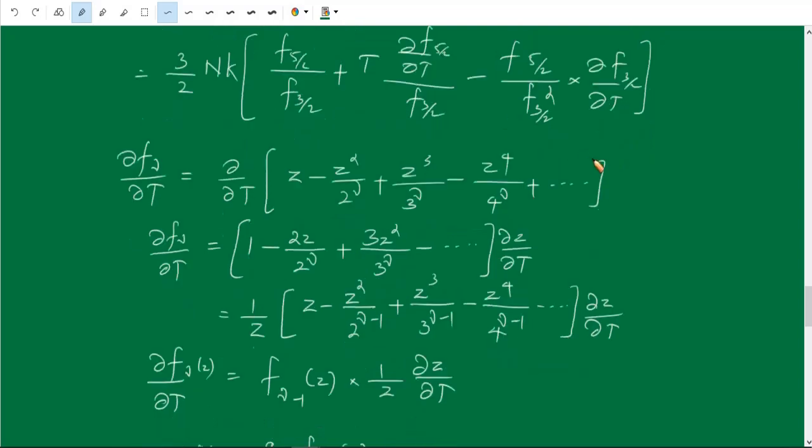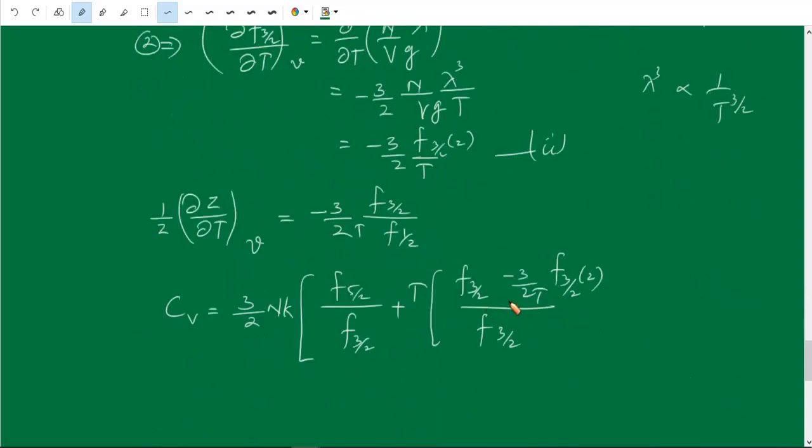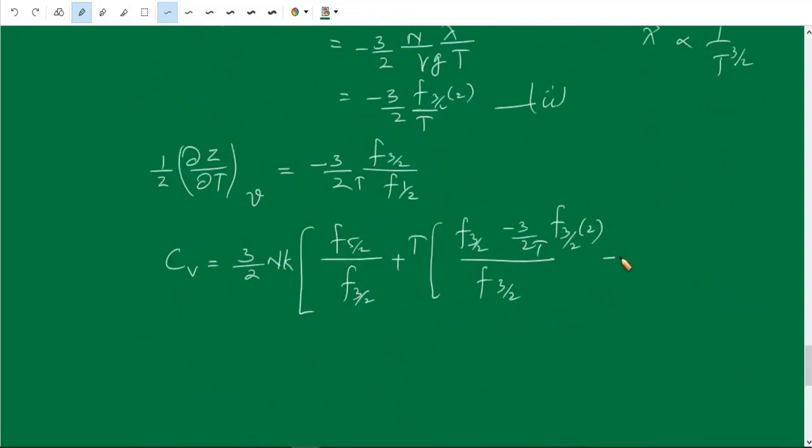So this can be again replaced. So this will be minus f 5 by 2 divided by f 3 by 2 square into f 1 by 2, the differential of f 3 by 2, into 1 by Z dou Z by dou T, which is minus 3 divided by 2T, f 3 by 2 divided by f 1 by 2.